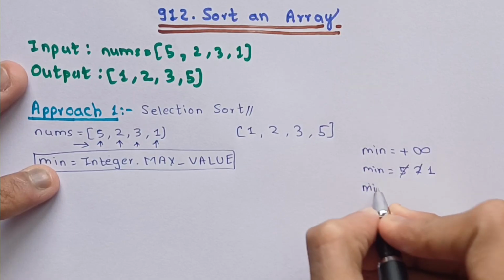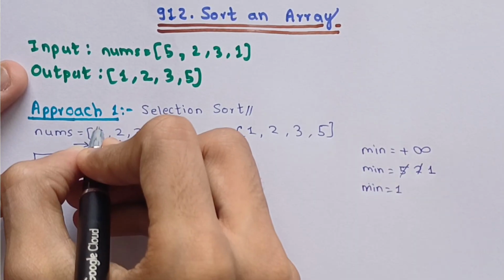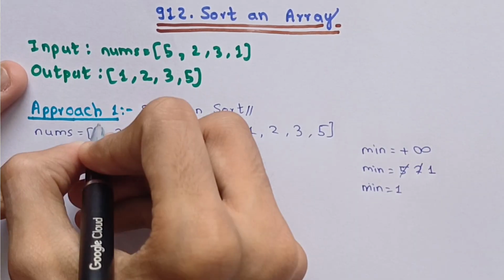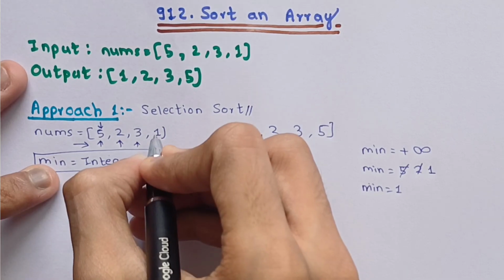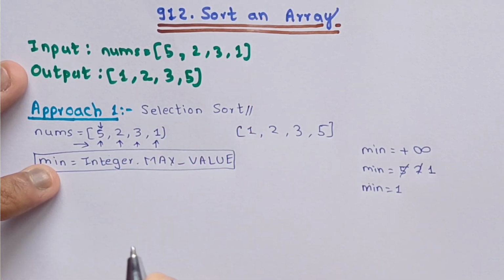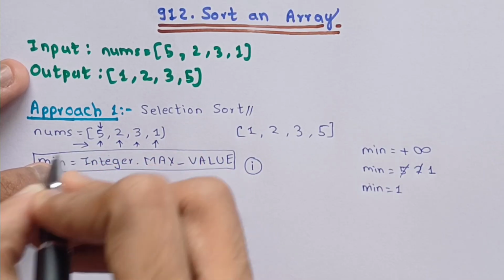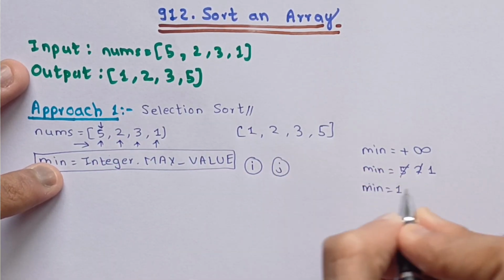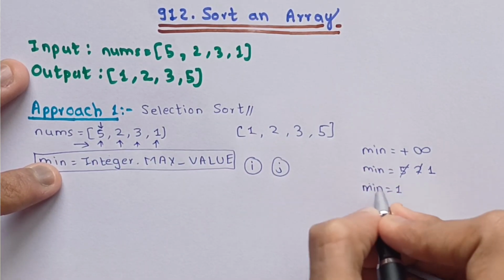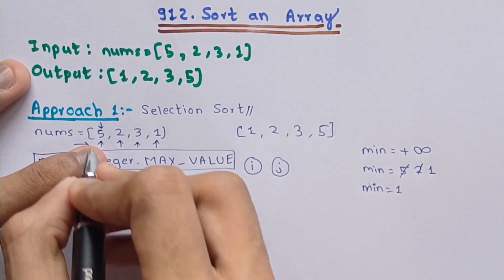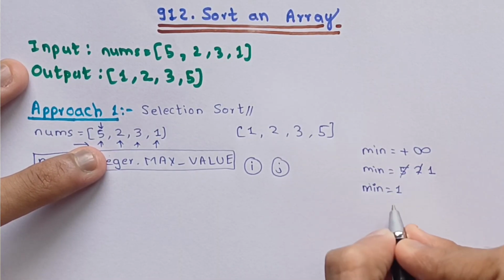Okay, I will write here minimum is equal to 1, and our first pointer, the ith pointer, we will keep here. I is the first element of this array, and j is traversing to find the minimum value. Okay, now j is finding the minimum value. 1, and I is at 5. Now we will compare 5 and the minimum value.